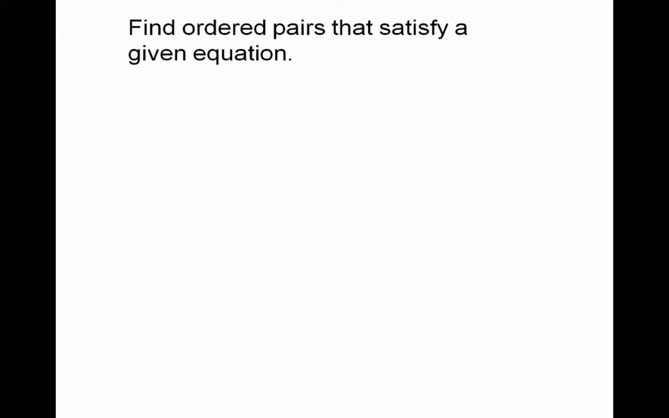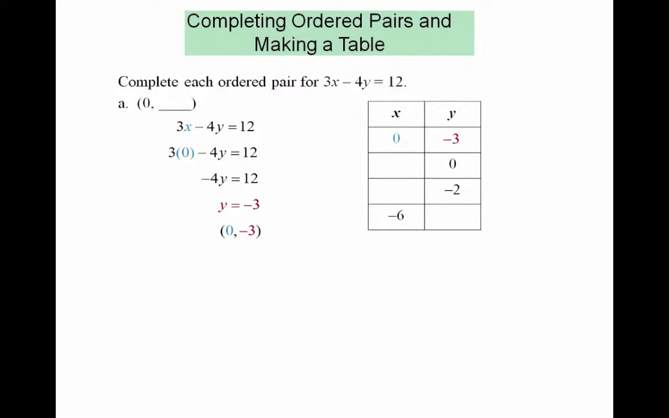Find ordered pairs that satisfy the given equation. So we want to complete each ordered pair for this equation. Here, let's say we have 3x minus 4y is equal to 12. We want to know, if x is equal to 0, what would be y? All we have to do is substitute 0 for each x and simply solve for y.